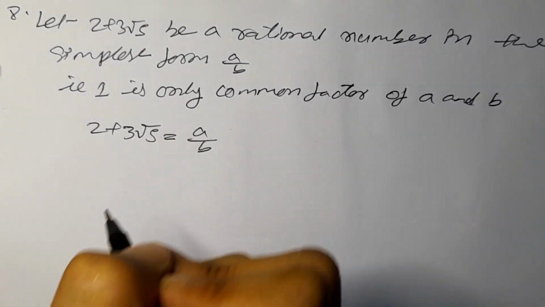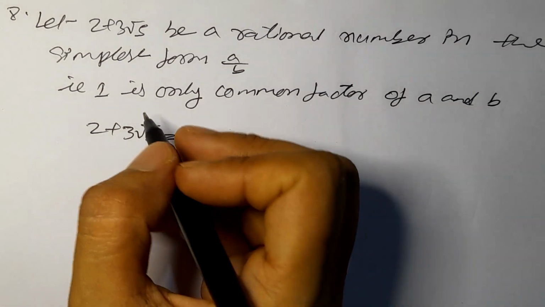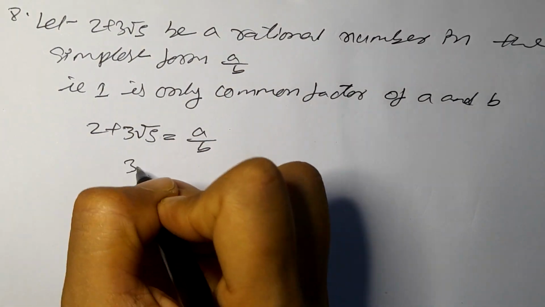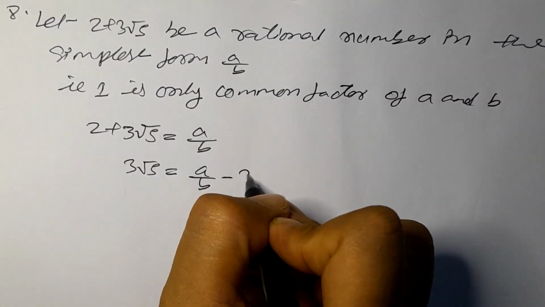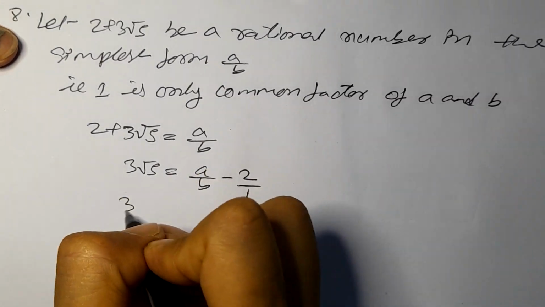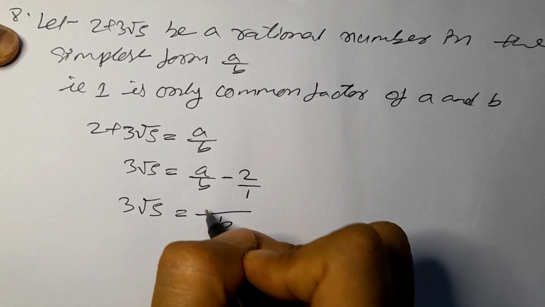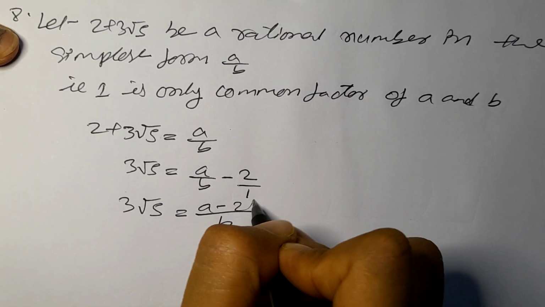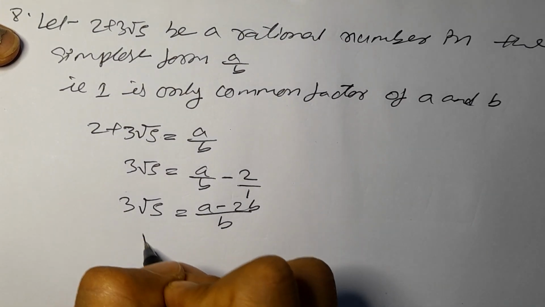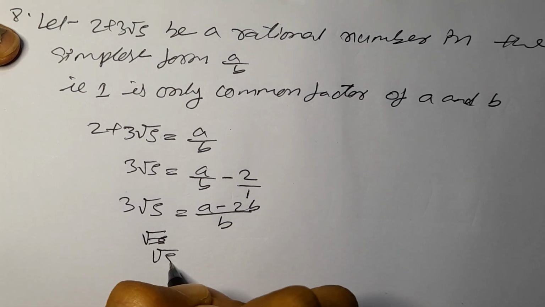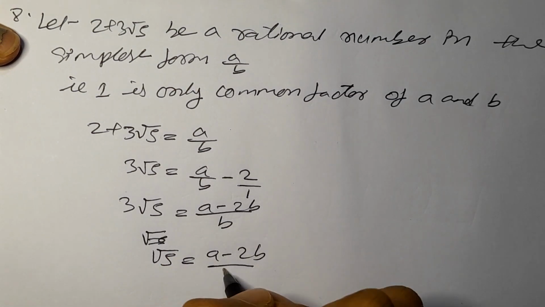We are going to keep only root 5 on one side and take the rest of the numbers to that side. So 3 root 5 is equal to a divided by b. Since this is a plus 2, it will give minus 2. Make it in the form of a fraction: take the LCM, b. So a minus 2b. Now take the 3 to this side. Check the operation between 3 and root 5: nothing is there, that is multiplication. So root 5 is equal to, since it is multiply, it will divide, a minus 2b divided by 3b.